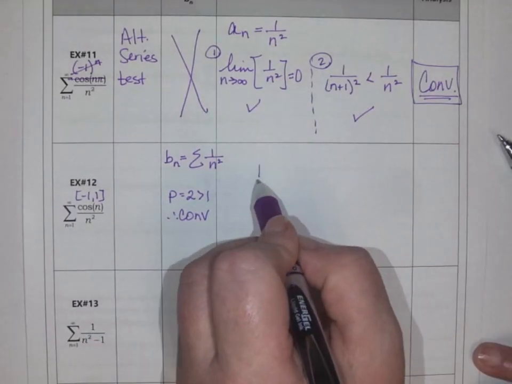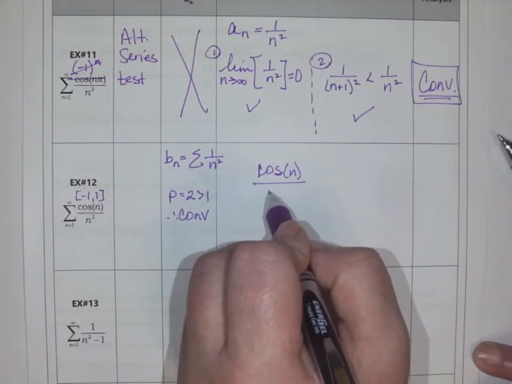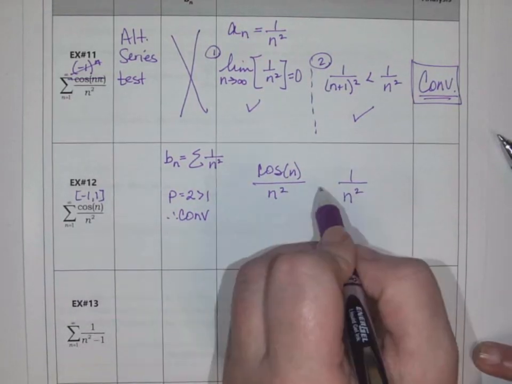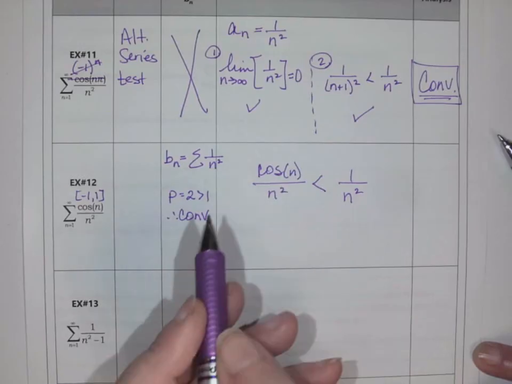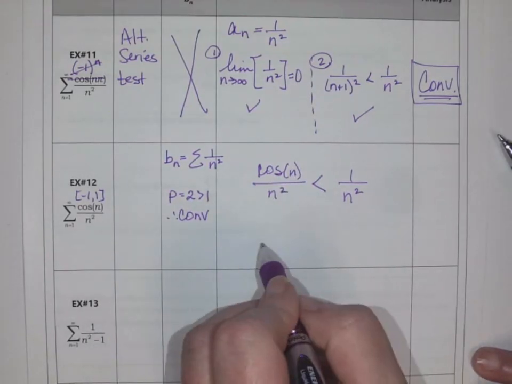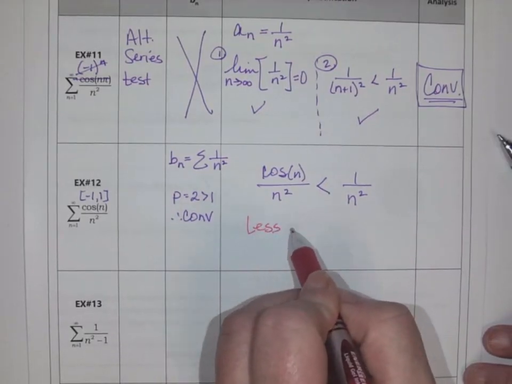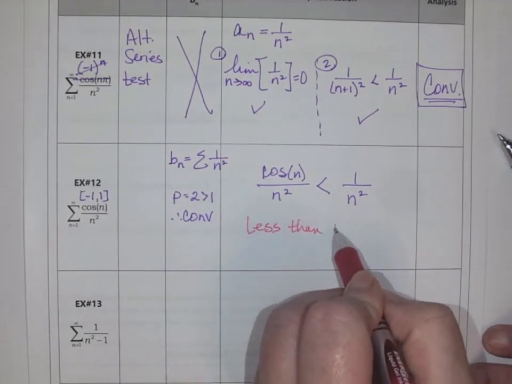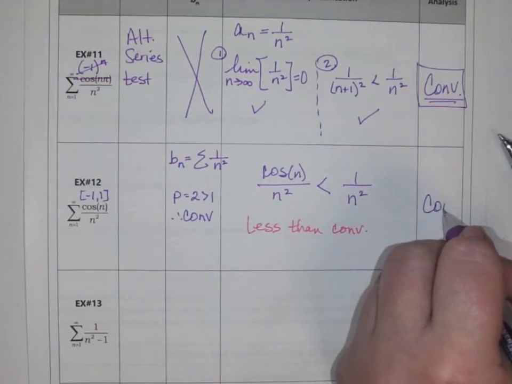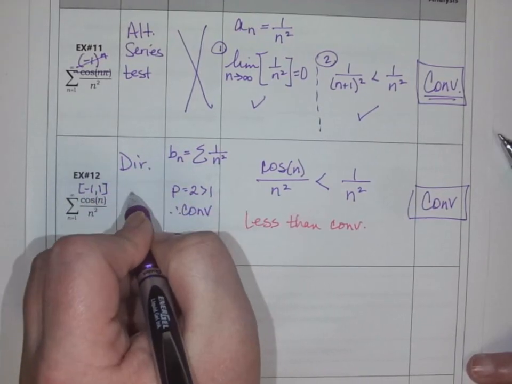Now, if we're comparing the two, we have cosine of n over n squared, and we have 1 over n squared. And I know that this is going to be less than or equal to. So if it's less than or equal to, then we are less than a convergent. And so we know we converge. And that one, we used the direct comparison test.